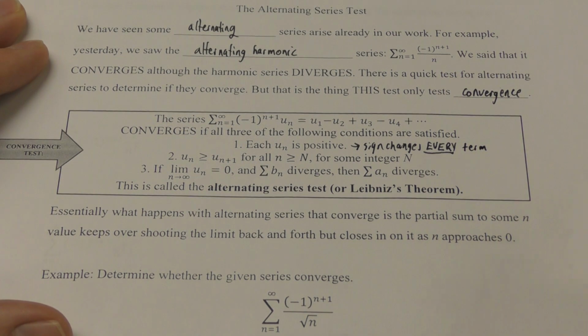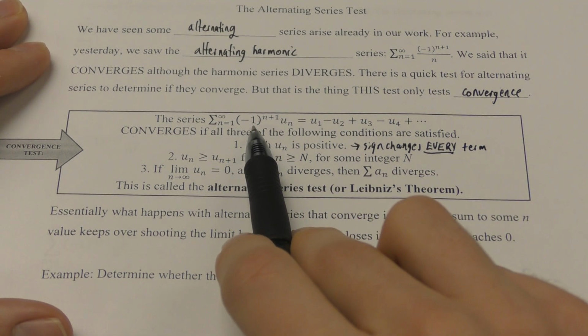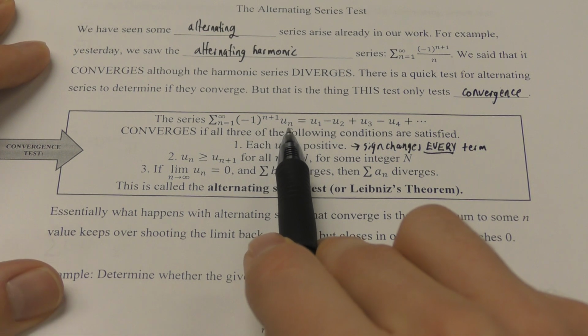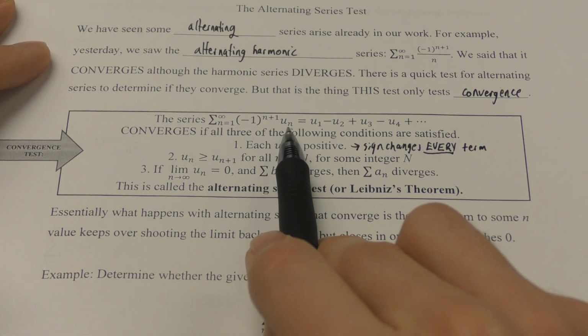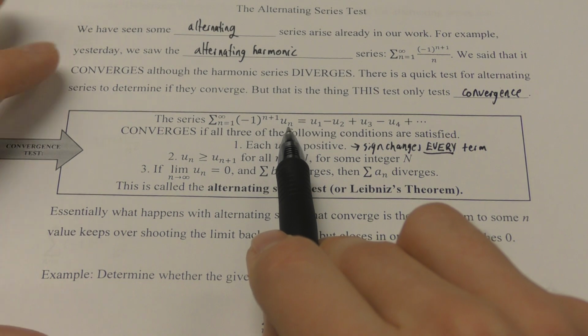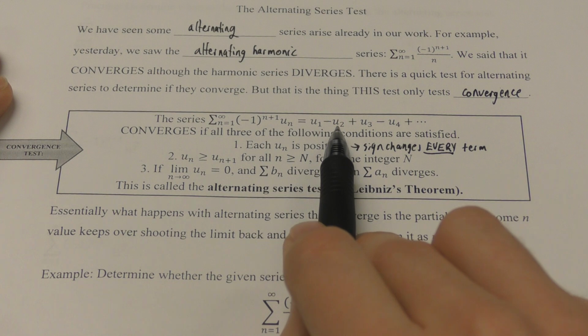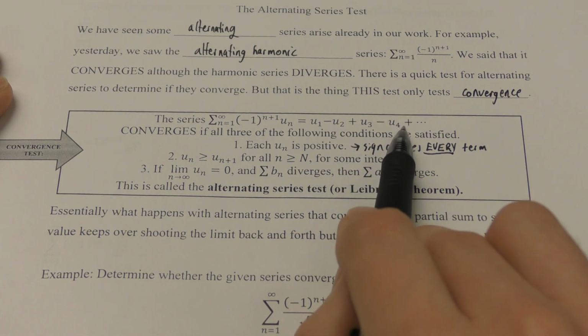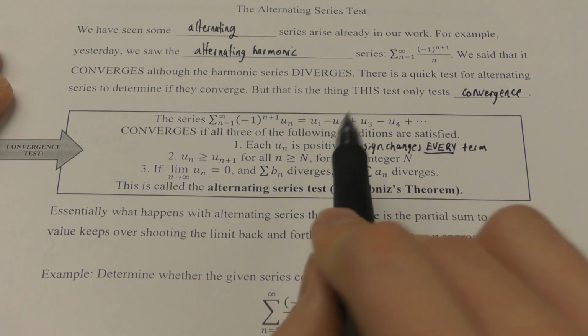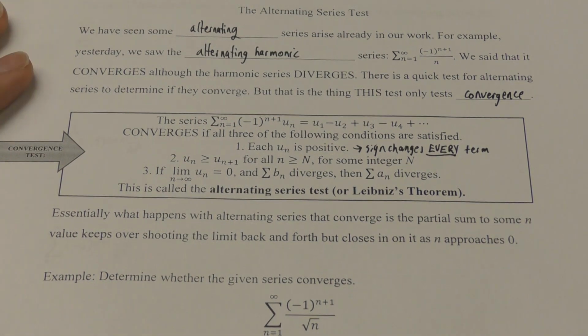Okay? The only thing that can change sign is the (-1)^(n+1). If the rest of the thing ever changes sign on you, we got problems. It needs to alternate back and forth. We can't have u1 minus u2 minus u3 plus u4 minus u5, double minuses there. No, it's got to alternate every single time.